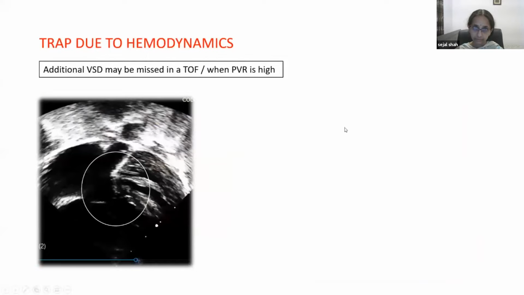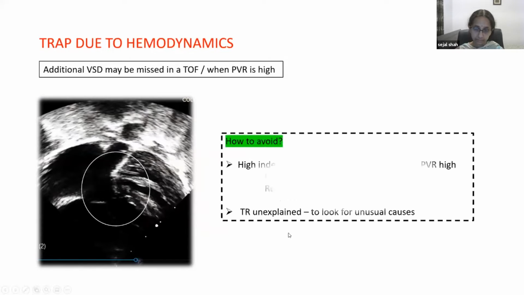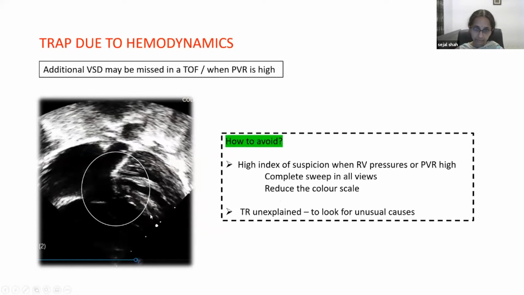Additional VSD can be missed in tetralogy of Fallot because the RV and the LV pressures are equal. So this is a trap due to hemodynamics. On carefully going back and looking at the pre-op images, the upper posterior muscular septum was found to be unhealthy and having fenestrations. So the color flow may not cross, but still, it's important to see the entire muscular septum in all these views and do a complete sweep on 2D and color. In situations where RV pressures are equal to LV pressures, to rule out a VSD, or even in situations where pulmonary vascular resistance is high, like in newborn or in a fetus.